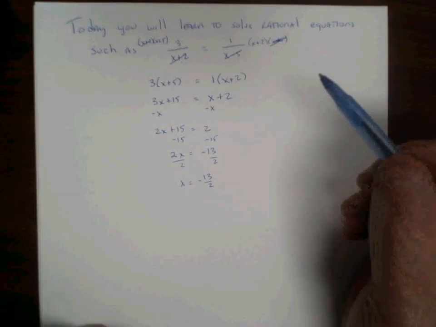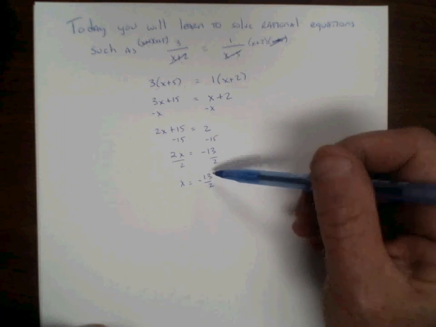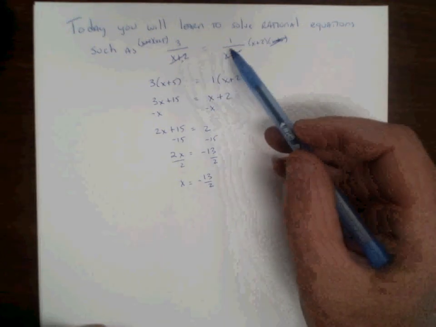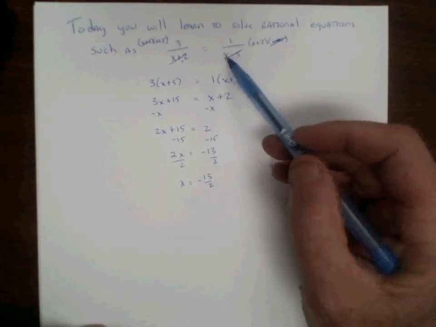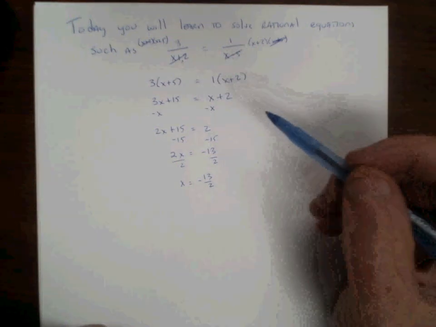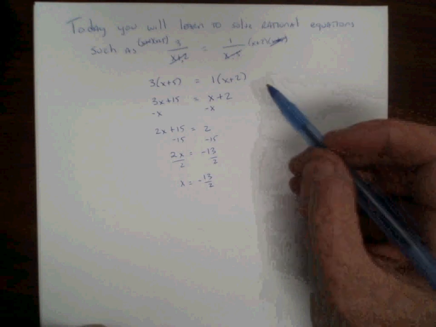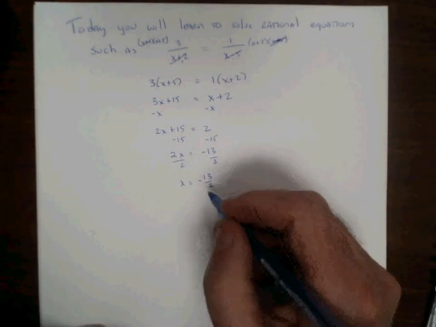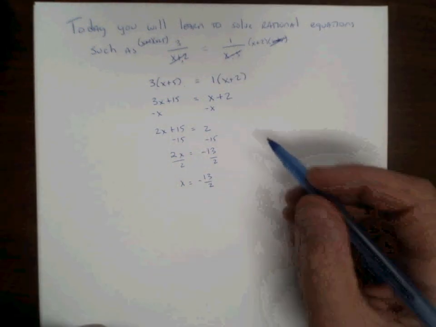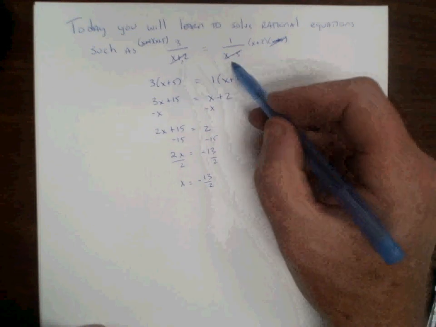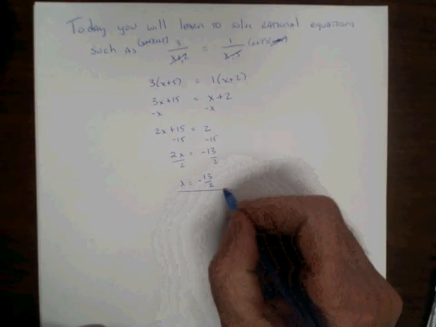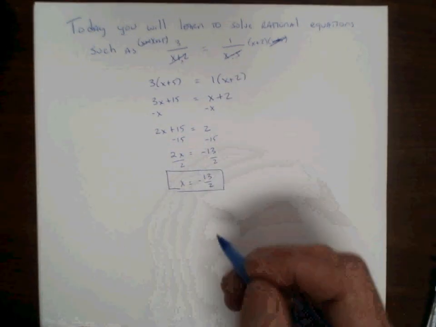You may not run into this, but sometimes you'll get to the end and you'll have a solution that, if you plugged it into the original equation, would give you a denominator equal to 0. In those cases we call it an extraneous solution and you have to throw it out because it's not possible to plug back into the original equation. This one doesn't give us any trouble because when we plug in negative 13 halves, it doesn't give us 0 here, it doesn't give us 0 here. So this is the solution to the equation.